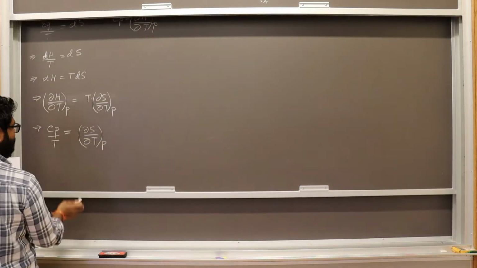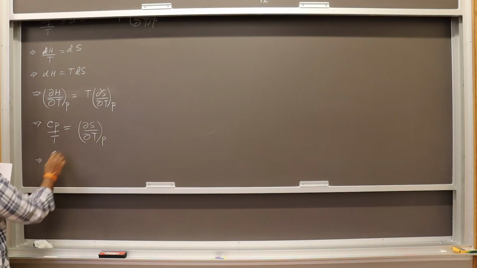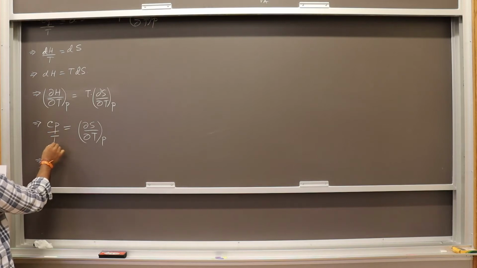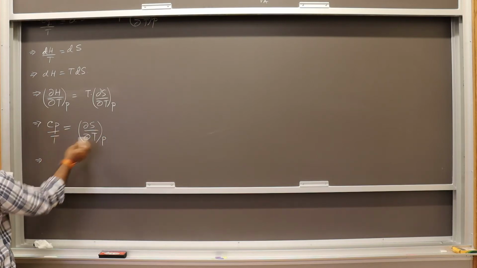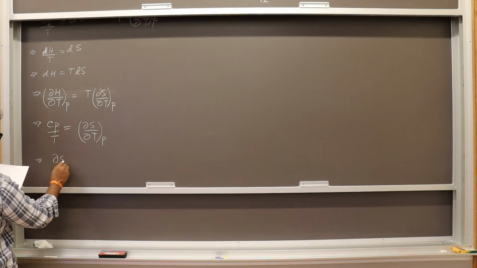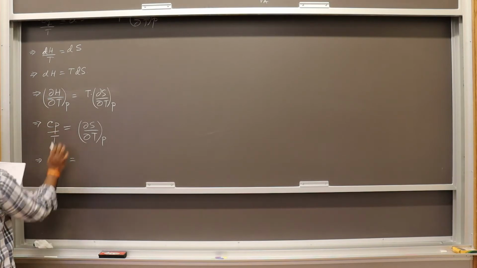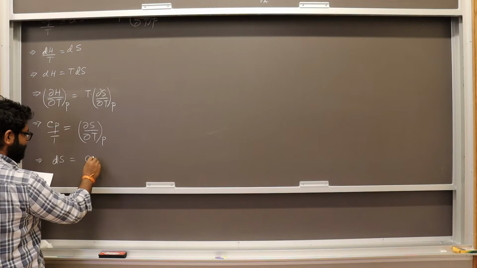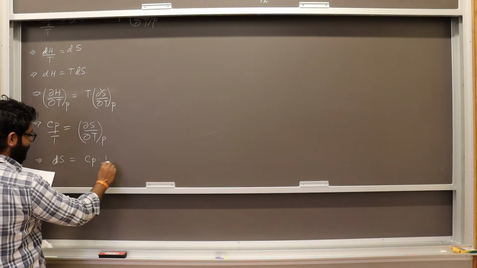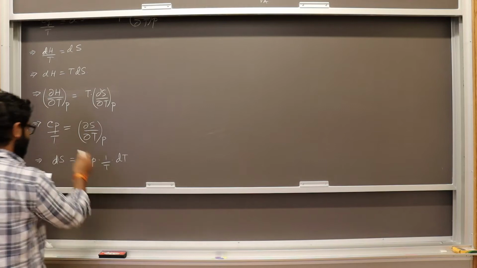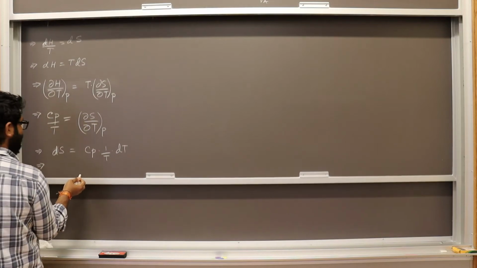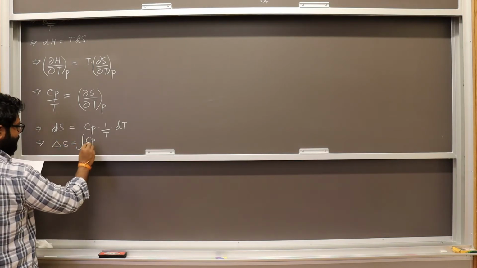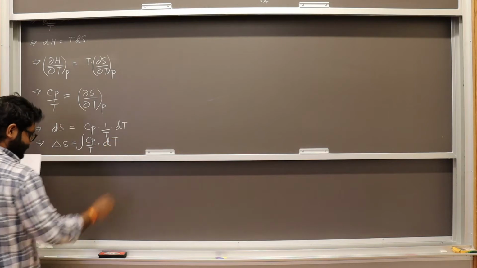Now you bring the dT to this side and integrate. So you bring this dT on this side, and you will have Cp by T times dT, and on this side you will have dS. So I'm just reversing the order and writing it here, that you have dS that you'll be integrating, and on this side you'll have Cp times 1 by T times dT. Now you'll be integrating both of these, and what you'll get is delta S becomes an integral of Cp by T times dT.